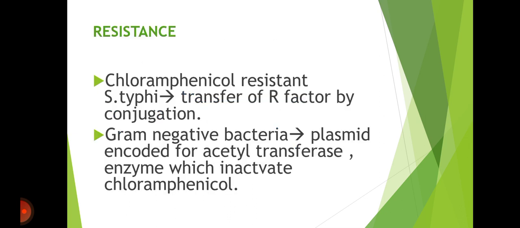Coming to resistance, chloramphenicol resistant Salmonella typhi have emerged due to the transfer of R factor by conjugation. Resistance among gram-negative bacteria is due to acquisition of an R plasmid encoding an acetyl transferase, an enzyme which inactivates chloramphenicol. Decreased permeability into the resistant bacterial cell and lowered affinity of the bacterial ribosome for chloramphenicol are other mechanisms of resistance.